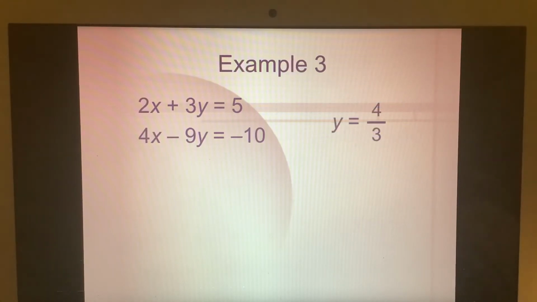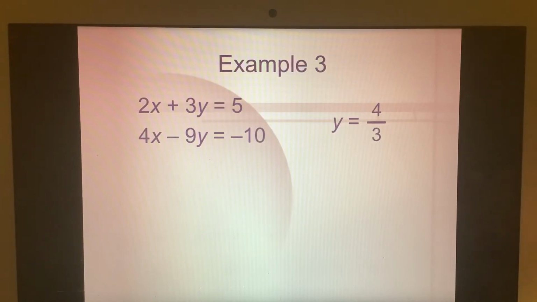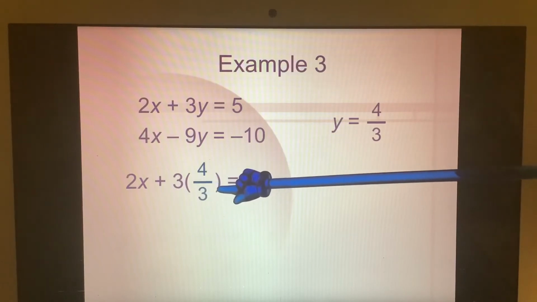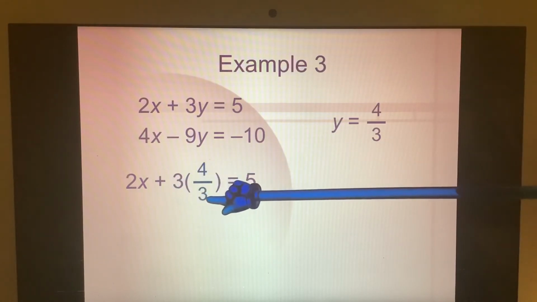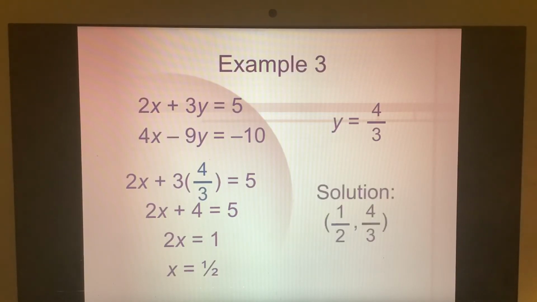Then I can take that y equals 4/3 and plug it back into any one of those equations. So I've taken the first equation, okay? I plug that back in. Now look what's going to happen to the 3's here. Those cancel out nicely too, don't they? So then I'm left with 2x plus 4 equals 5. Now 2x equals 1, and then x equals 1/2. So now my solution is (1/2, 4/3).